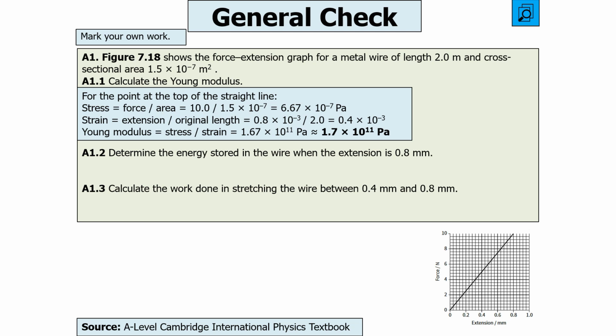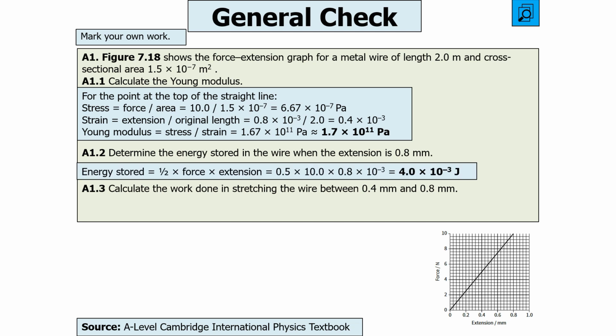Now the energy stored in the wire is going to be a half times force times extension. So when it's at 0.8 millimeters, you've got your extension there, but you convert it into meters, and then you go into the graph and find what the value for the force is at 0.8 millimeters, which is 10 newtons. It's also the area under the graph, so it's 4 times 10 to the minus 3 joules.